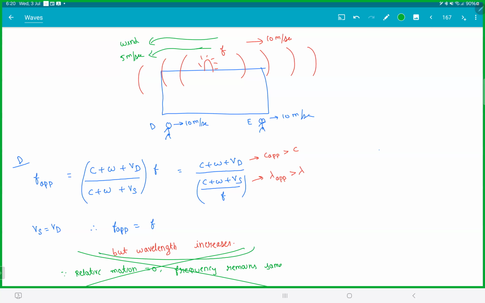This would be a pretty good question. The wavelength increases even at an advanced level, because most people only think about F apparent. They don't realize C apparent. The same thing, if you try it for point E, this person E, you will observe the same thing.